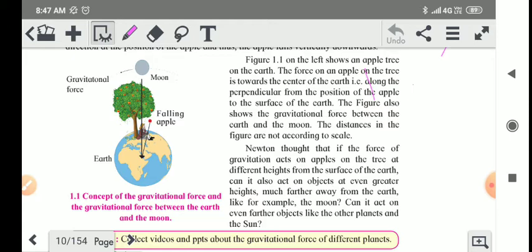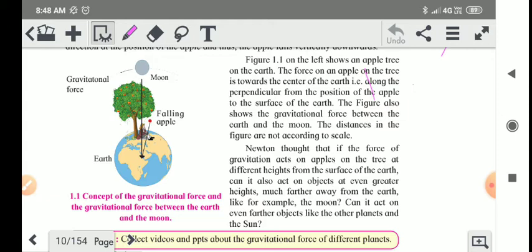The figure also shows the gravitational force between the earth and moon. The distances in the figure are not according to scale. So you can see in the figure another two things, that is earth and moon. There is an attraction force between earth and moon also. That attraction force is again directed towards the center of earth.